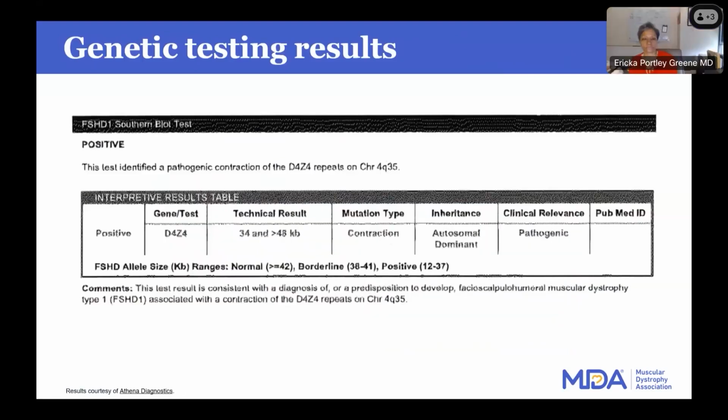The genetic testing results of this patient ended up coming positive for facioscapulohumeral dystrophy, with contraction of the D4Z4 repeats. So basically, this patient has FSHD, that's facioscapulohumeral dystrophy. Next slide, please.